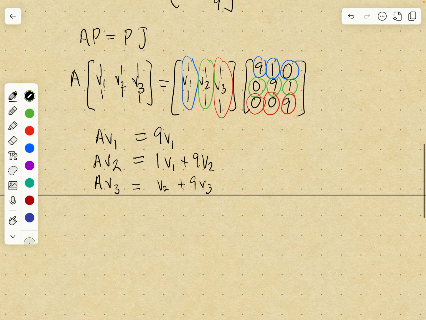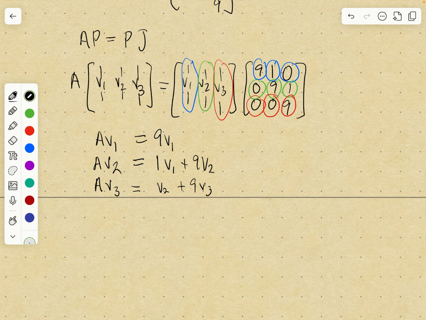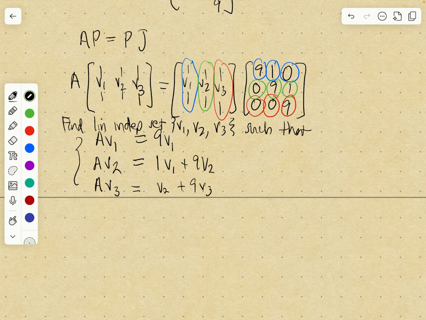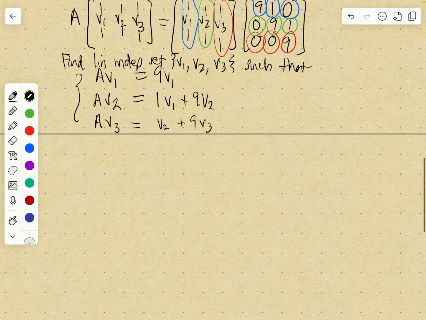And we need P to be invertible, and so we need V1, V2, and V3 to be linearly independent. So what we need to find is a linearly independent set V1, V2, V3 of vectors in R3 such that these 3 equations are true. And once you get the V1, V2, and V3 that are linearly independent and satisfy these 3 equations, then you can make those the columns of P, and that will be your matrix P. Okay, so we just need to do that.